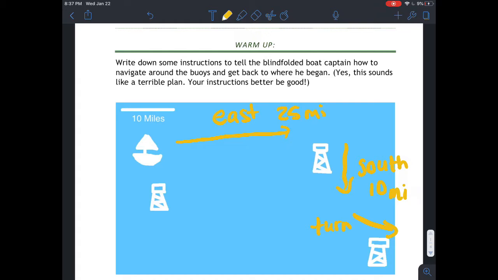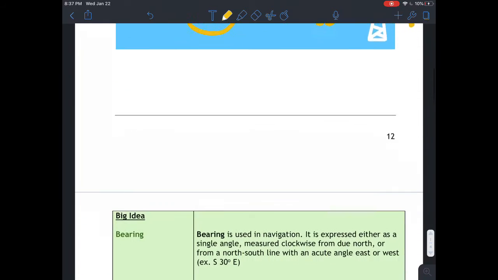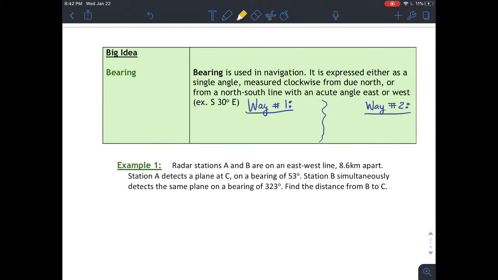My directions that I'm jotting down, just like, hey, let's go 25 miles, let's go 10 miles south, and then let's kind of go southeast-ish. Those would not be very good directions. So, bearing is how you can give good directions in navigation.